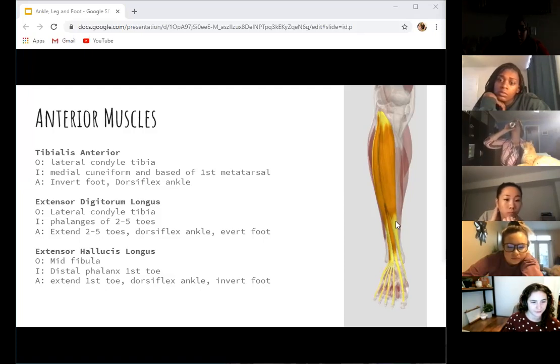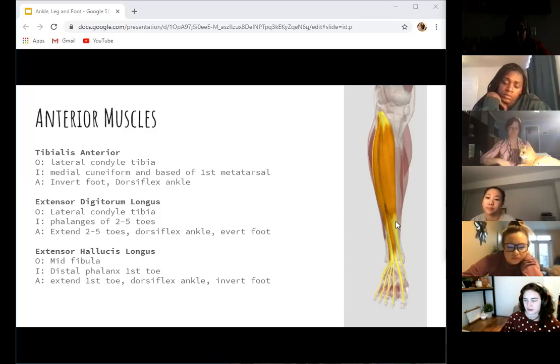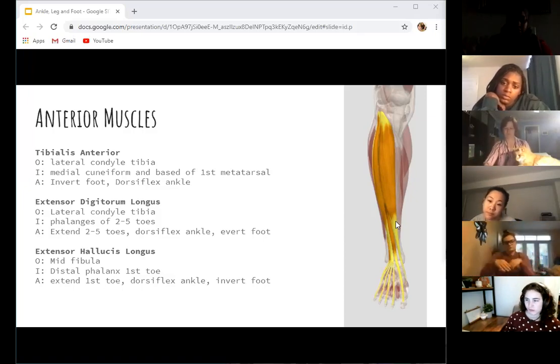And then the extensor hallucis longus is going to originate mid-fibula. It's going to insert on the distal phalanx of the first toe, and it is responsible for extension of that first toe. And then it assists with dorsiflexion of the ankle and inversion of the foot.